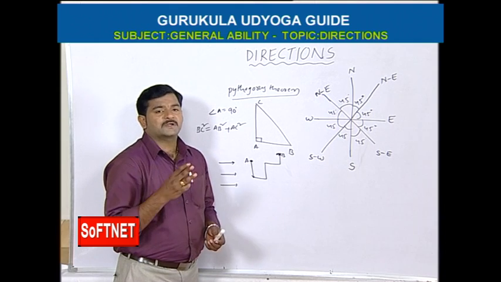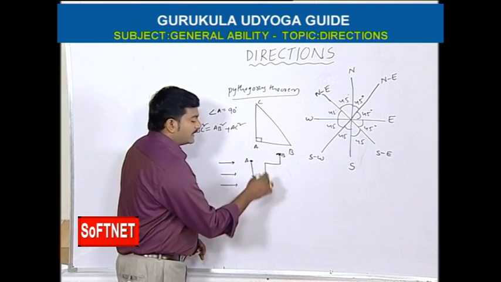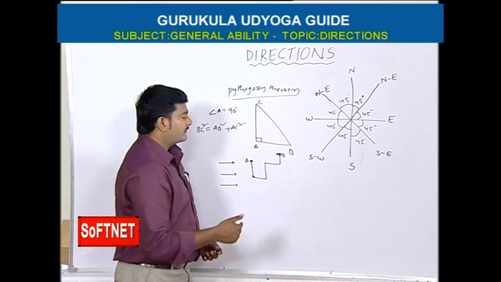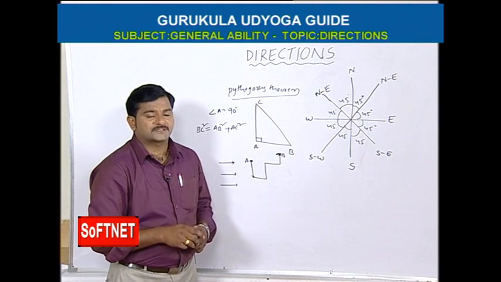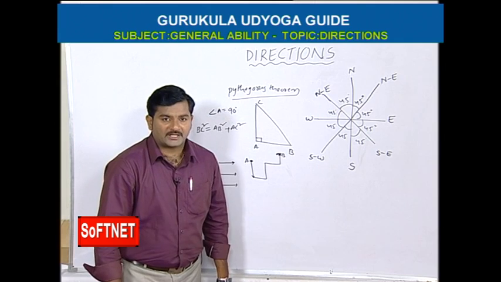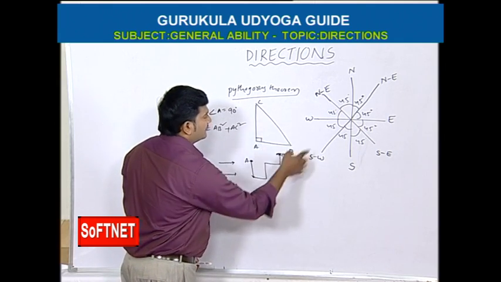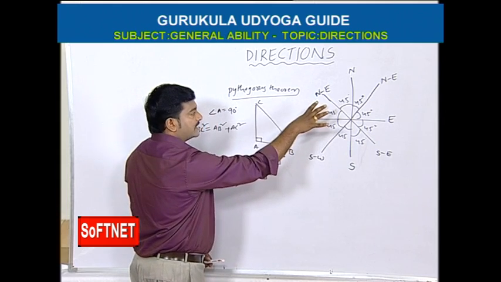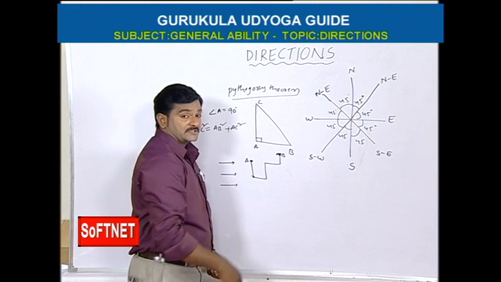There are 3 types of questions he may ask. Starting point is A, he took some lefts and some rights and finally reached destination B. First question is, in which direction is he facing now? If you observe here, he is facing according to the diagram. Just focus on the diagram: north, northeast, east, southeast, south, southwest, west, northwest and all.